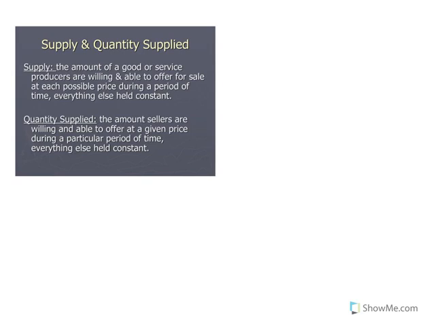When we are referring to the total supply of a good, we are talking about the amount of that good that producers or firms are going to be willing and able to offer for sale at each possible price during a specified period of time, everything else held constant. And then quantity supplied is just the specific amount that a firm would be willing and able to offer at a specific price, everything else held constant. So you'll notice that they're very similar to our definitions for the demand side of the market.